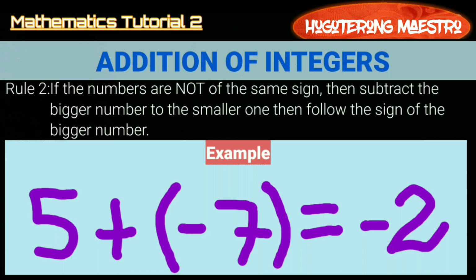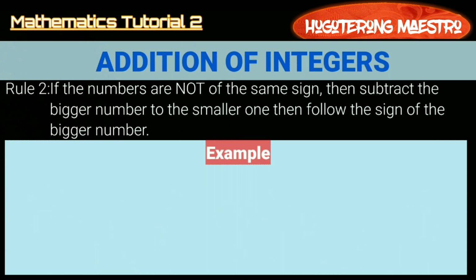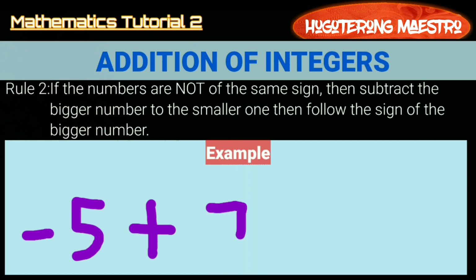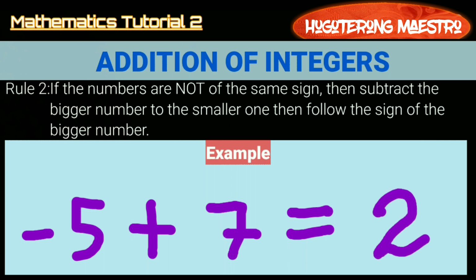Let us take another example para mas maintindihan pa natin ang rule number 2. So, let us have negative 5 plus 7. Ayan. Dahil hindi pareho ang sign nila, so isa-subtract natin ang malaking number doon sa maliit. So, that is 7 minus 5. So, our answer is 2. And we're going to follow the sign of the bigger number, which is positive. So, our answer is positive 2.